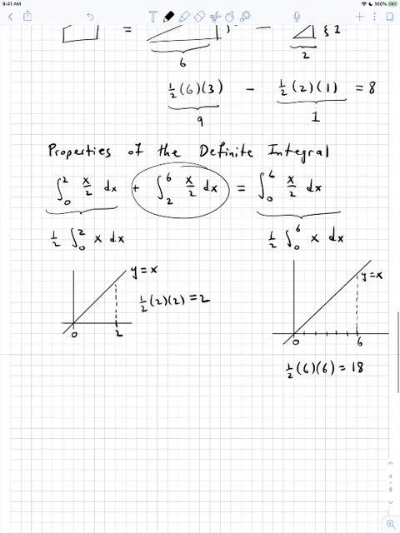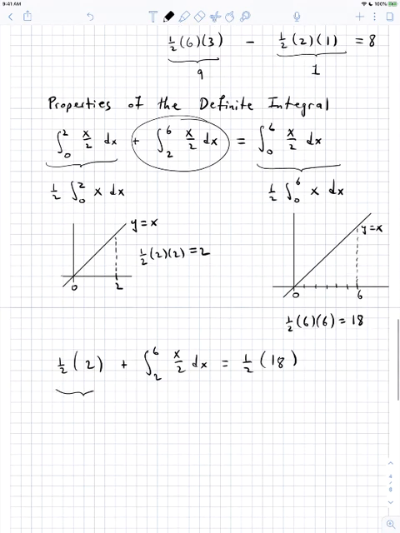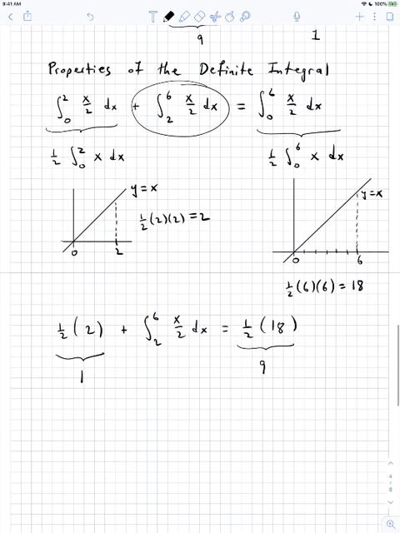Okay, well now we can put all of this stuff together. So on the left we have 1/2 times 2 plus the integral from 2 to 6 of x over 2 dx is equal to 1/2 times 18. On the left we have a 1, on the right we have a 9, so now you just solve for the unknown quantity, and in that case you end up with the integral from 2 to 6 of x over 2 dx is equal to 9 minus 1, which is 8, which is what we had before.